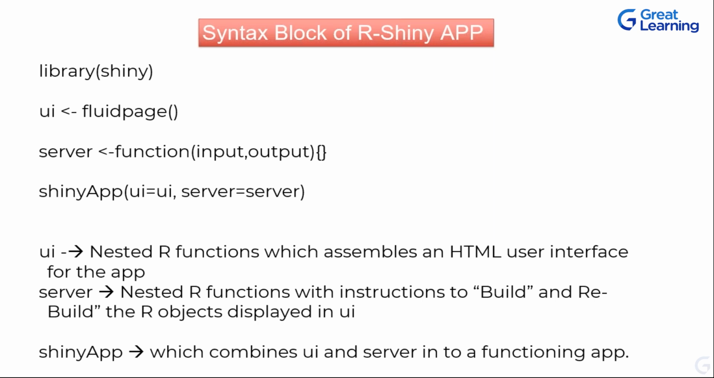Okay, so just to go back one more time, library Shiny is the one which you require. Two blocks you need: UI and server. UI has the functionality for a user interface. Server has the functionality which is the instructions to do a build, to do a modification, to do reactive calls. Shiny app combines the two, UI and server.